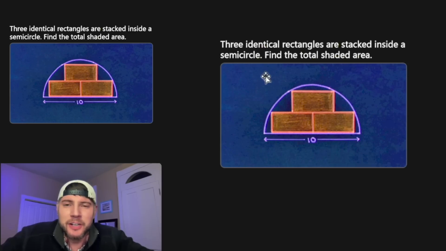Hey guys, this looks like a fun one. It says three identical rectangles are stacked inside of a semicircle. Find the total shaded area. This is another puzzle from Katrina Ag.